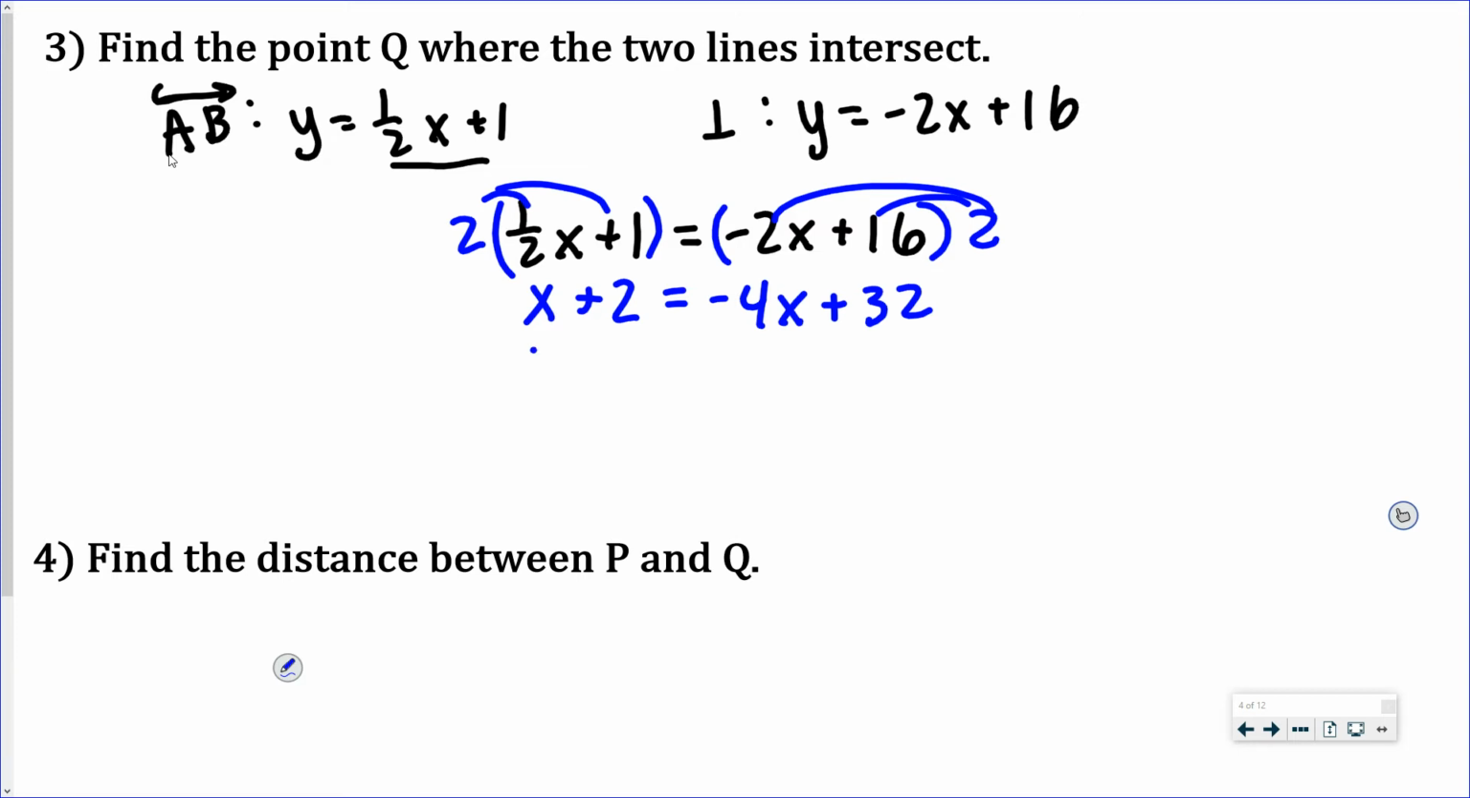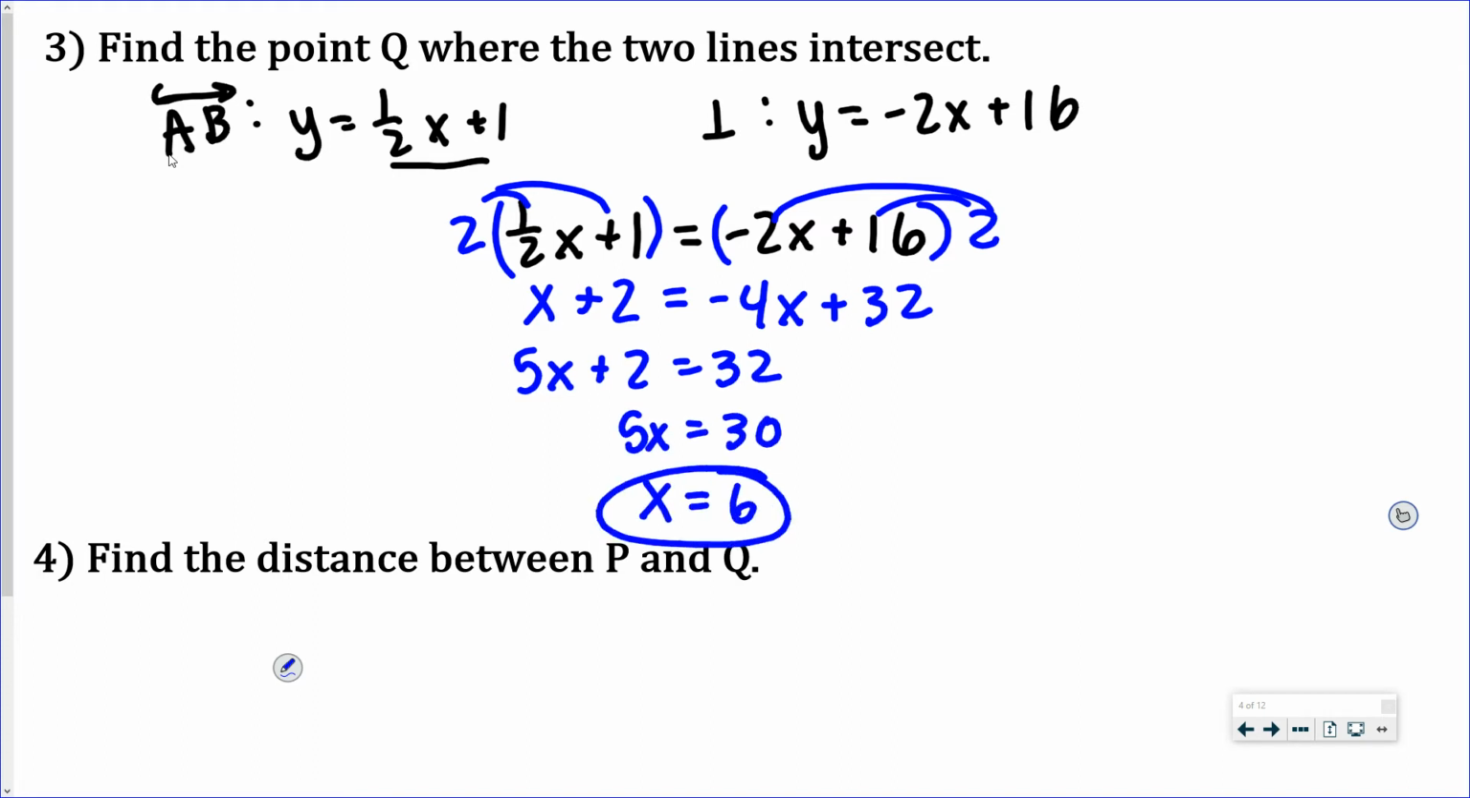Then I can add over the 4x. Subtract 2. Divide by 5, and we get x to be 6. We're not done, because we're finding a point. Point Q is what we're calling this.